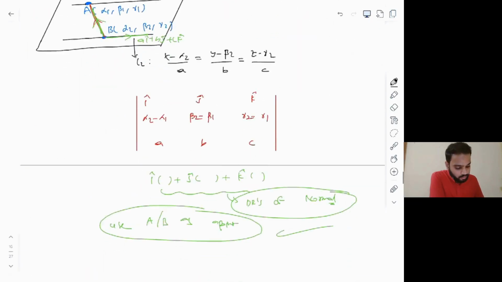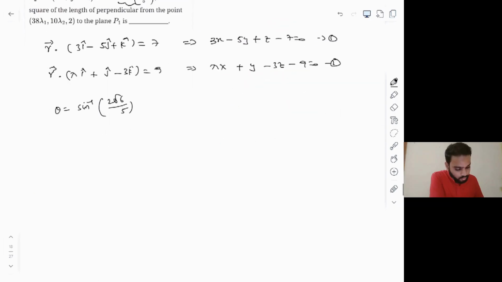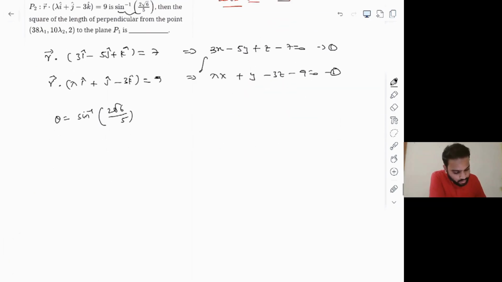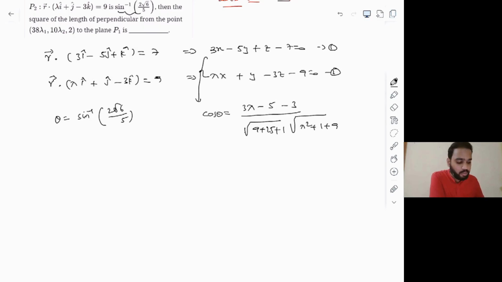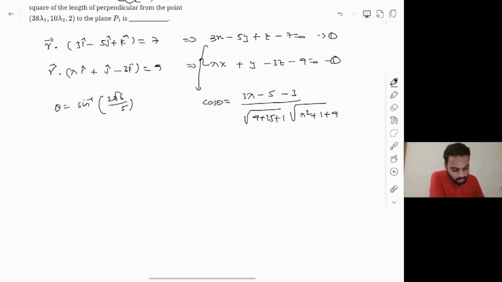So let us do that. First of all, cos theta. If theta is the angle between these two planes, we know the formula: cos theta is equal to a1 a2, that is 3 into lambda, plus b1 b2, which is minus 5 and minus 3, and the whole divided by square root of a1 square, that is 9 plus 25 plus 1, multiplied by square root of lambda square plus 1 plus 9. Okay, so you have to remember the formula for this. And then here this is sine theta, right? So sine theta is equal to 2 root 6 by 5.